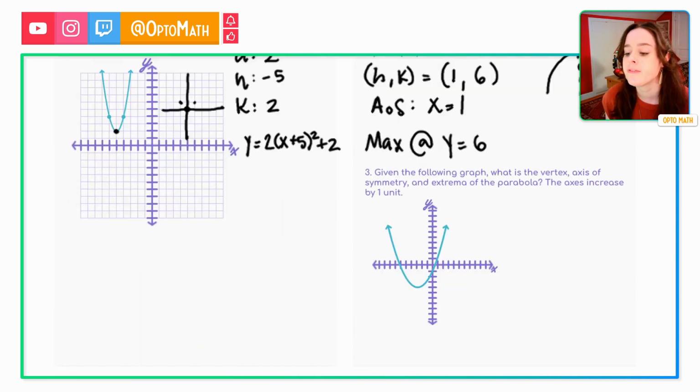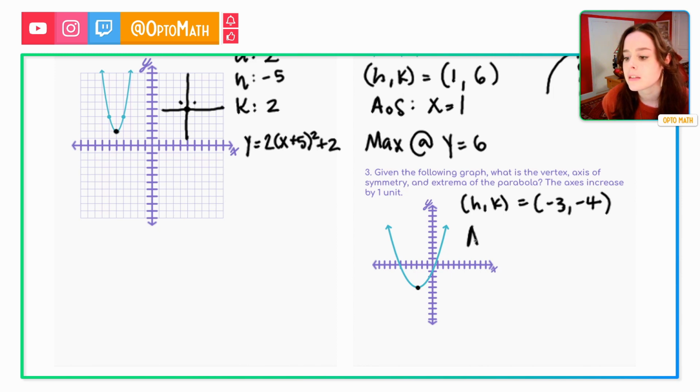Number 3, given the following graph, what's the vertex, axis of symmetry, and extrema of the parabola? The axes increase by 1 unit. Okay, so it's the same question as number 2, but instead of an equation, we're given a graph. So again, all of these properties come from knowing the vertex, so let's find that first. So here's our point of the vertex. That's going to be left 1, 2, 3. So that's going to be -3 for our h. And we go 1, 2, 3, 4 down for our y value, so a -4 for our k.